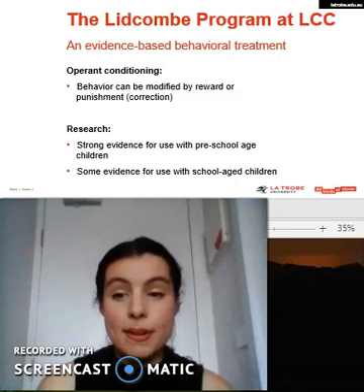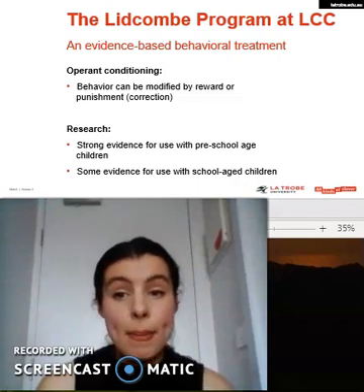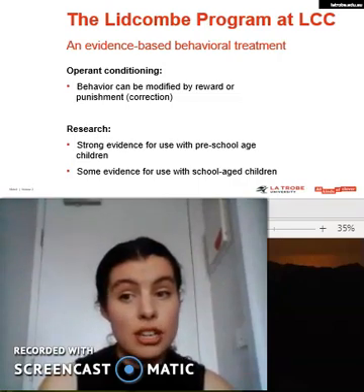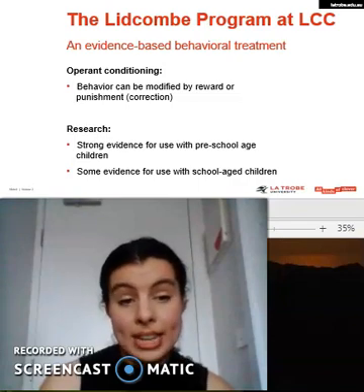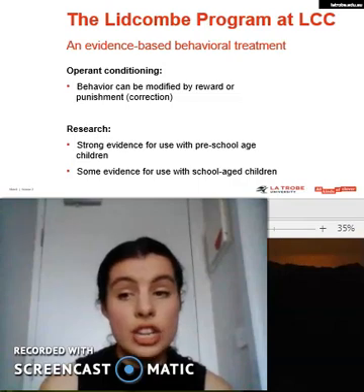The Lidcombe program has been focused on in our coursework, but again, it's really important to understand the theory. Remember, parents are taking time out to help their children. You must respect their time and effort that they're putting into this program by being well versed in the theory and having the ability to answer their questions.